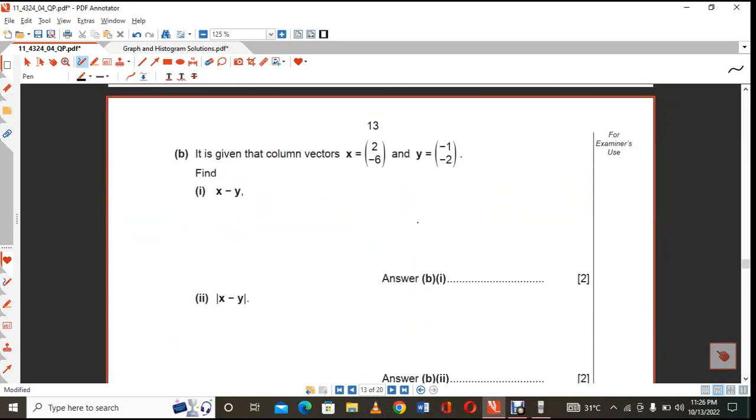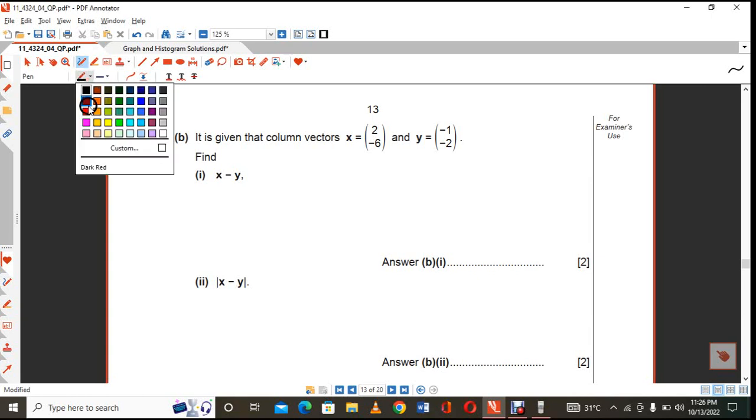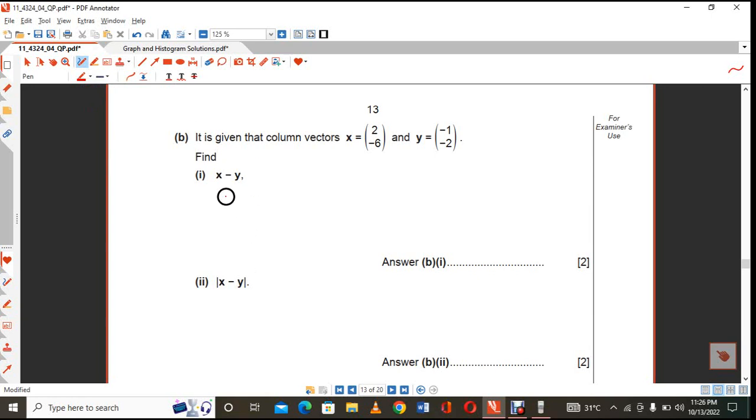Right, part B. It is given that column vector x is (2, -6), and column vector y is (-1, -2). So you're supposed to subtract; you simply subtract the elements. So you will say, okay, 2 take away negative 1, and negative 6 take away negative 2. All right, so the answer on top becomes 3. The answer here is negative 6 plus 2, because it becomes a plus, which is negative 4. Please, it's not a fraction, and the answer should be like that. 1 mark for each correct component.